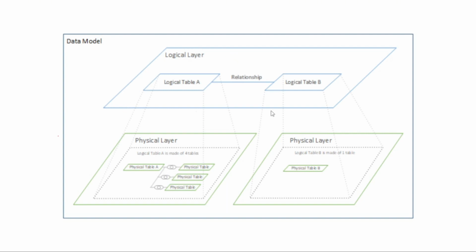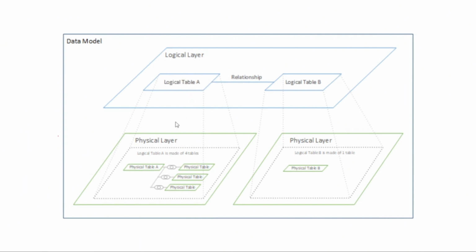So logical layer is present on top of the physical layer in Tableau data model. Logical layer consists of logical tables. These are the entities which we build on top of the result of physical layer and that does not exist in the actual database. Here you can see this logical table A.